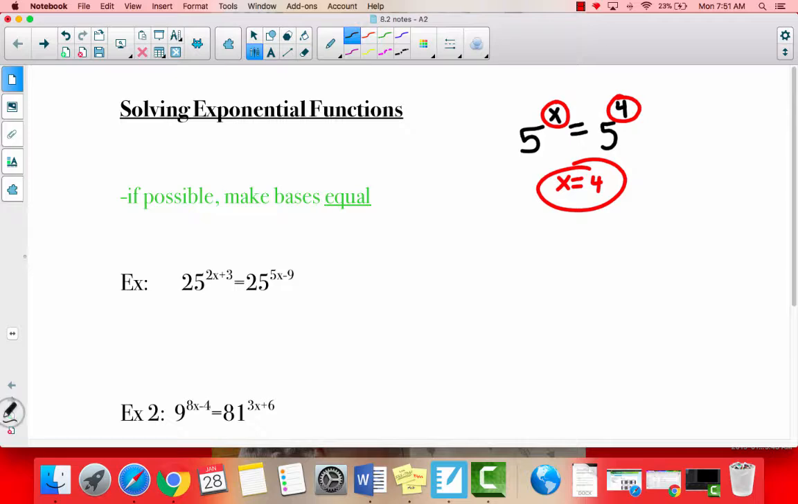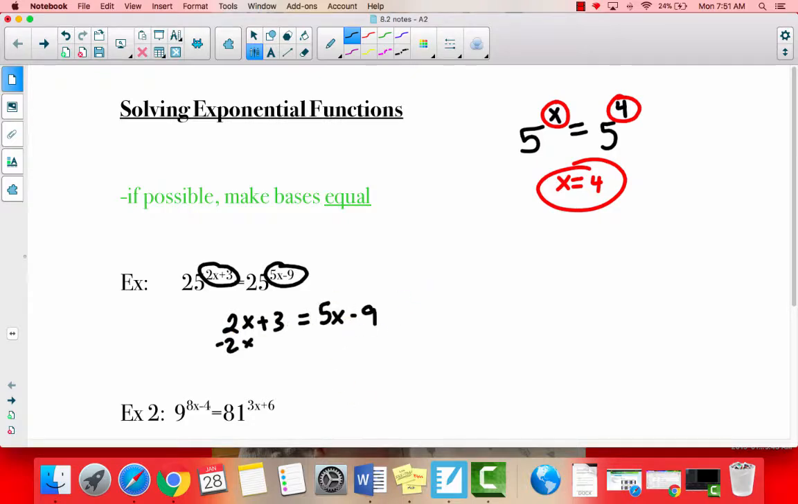Okay, so let's jump into this first example here. It says 25 to the 2x plus 3 equals 25 to the 5x minus 9. So again, we'll look at the bases first. Our bases are both 25, so we can go ahead and just work with the exponent. So I'm going to make this exponent equal to this exponent. So 2x plus 3 equals 5x minus 9. And now we can go ahead and solve.